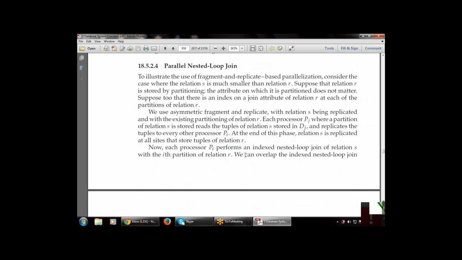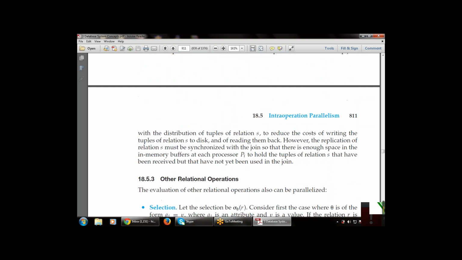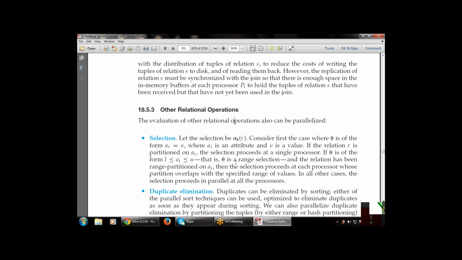Now each processor Pi performs an index nested loop join of relation S with the ith partition of relation R. The next topic is the other relational operations, that is, what are the various other relational operations that are used in parallelism. First is selection; first of all, selection will be used to maintain the parallelism.